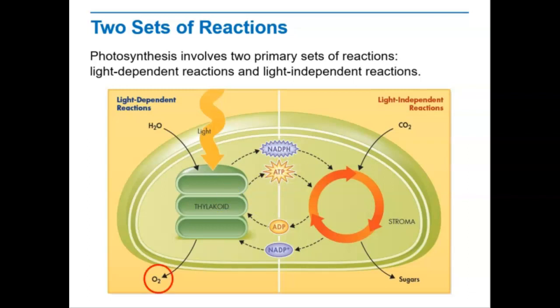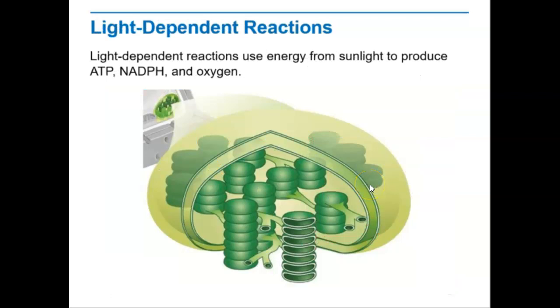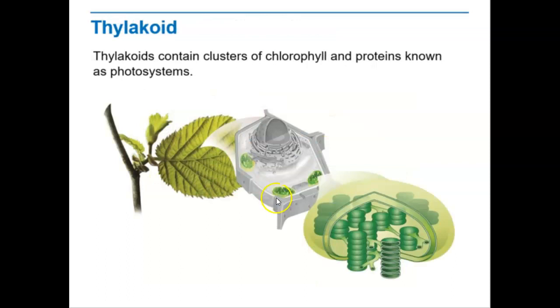Okay. You should also understand what is converted in the process, right? So know that ADP and NADP plus are converted into energy carriers, ATP and NADPH. Okay, so let's go a little deeper into the light-dependent reactions. So light-dependent reactions use energy from sunlight to produce ATP and NADPH and oxygen. So once again, we have our thylakoids, and the thylakoids contain clusters of chlorophyll and proteins known as photosystems. Remember that a stack of thylakoids is known as a granum. Okay, hopefully this is review at this point.